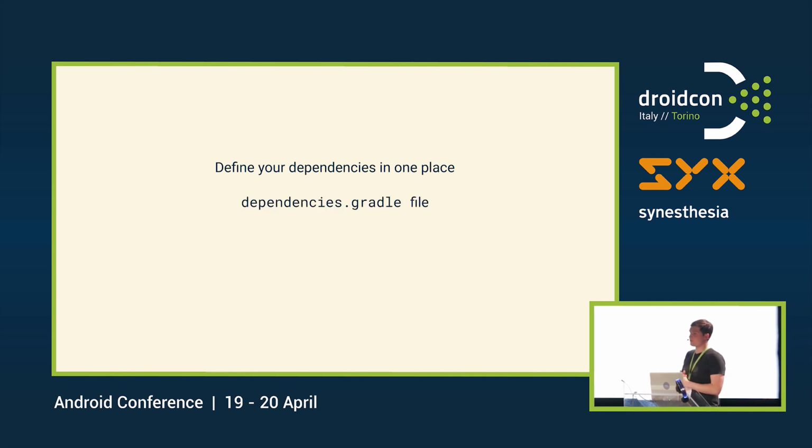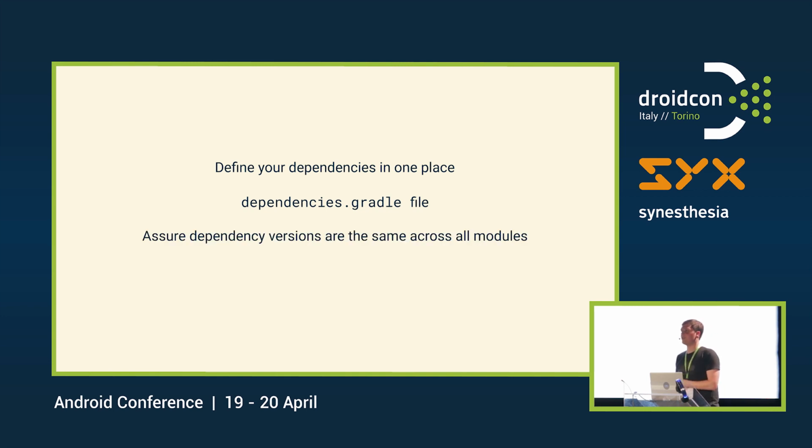We have a dependencies.gradle file. I know that others call it a libraries or a versions.gradle file. It's basically a Gradle file with a bunch of variables that you declare, and where you say, these are the dependencies I use, and these are the versions that I use of these dependencies.